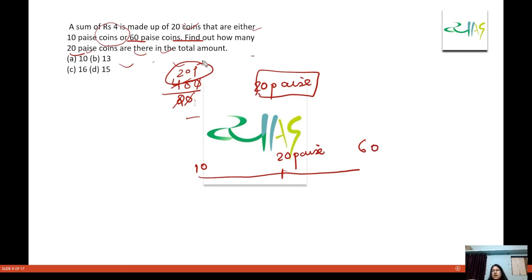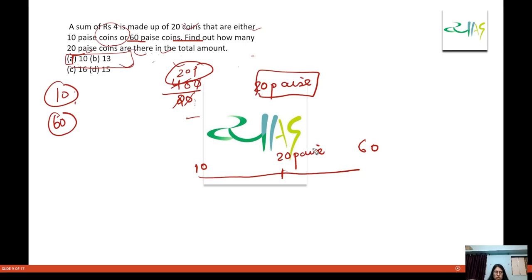Find how many 20 paise coins there are in the amount. Okay, so now we'll find out. But there are either 10 paise coins or 60 paise coins. Find how many 20 paise coins, it is asking, are there in the total amount. See, either we will have 10 paise coin or 60 paise coin. Okay, so I think this should be 10 paise coin.